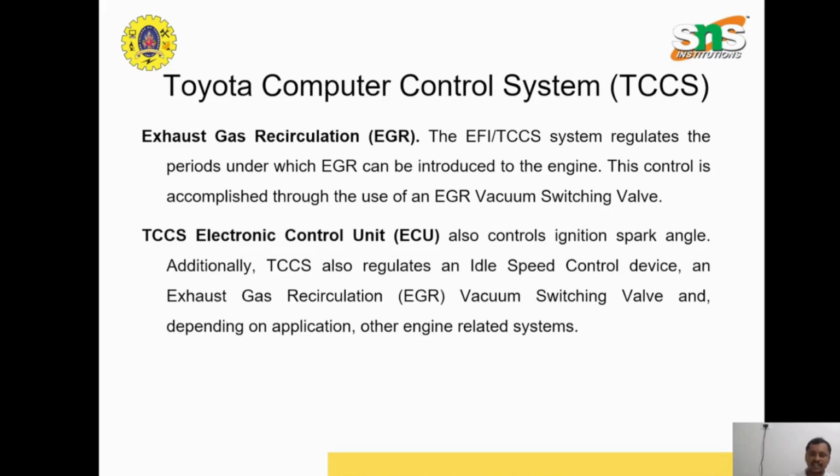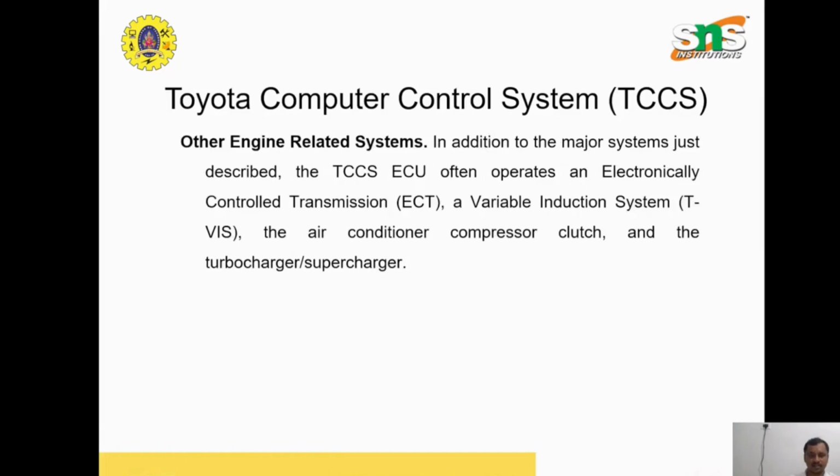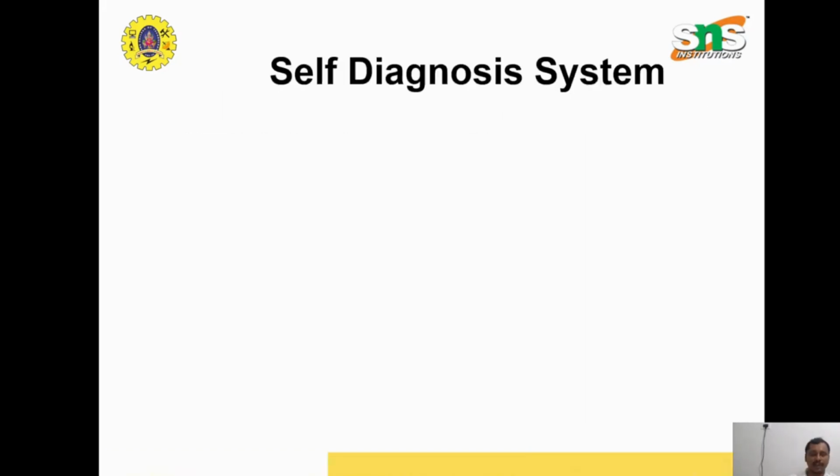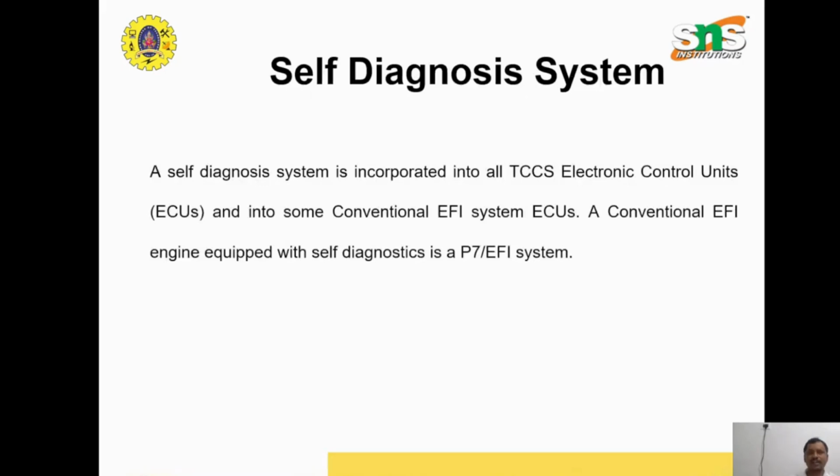TCCS also controls ignition spark angle, and additionally regulates the idle speed control device and the exhaust gas recirculation vacuum valve, and, depending on the application, other engine related systems. Other engine related systems, in addition to the major ones just described in the previous slides, often include an electronically controlled transmission, the variable induction system, simply called VIS, the air conditioner compressor clutch, and the turbocharger or supercharger unit. It also has a self-diagnosis system used in control units and in some conventional EFI systems.